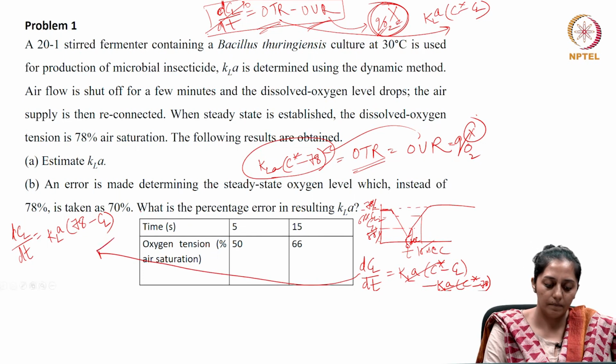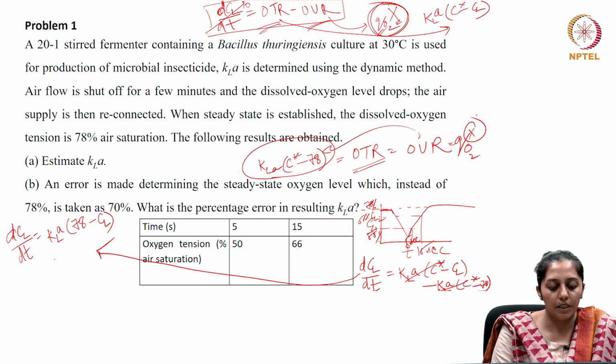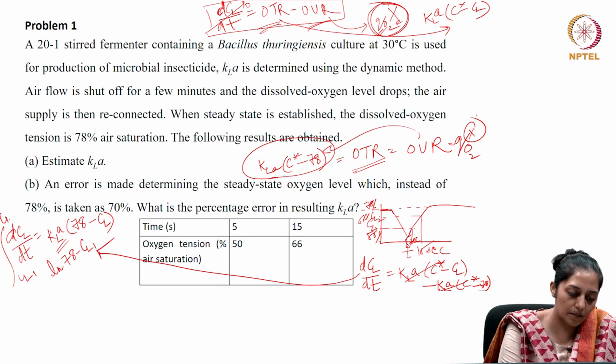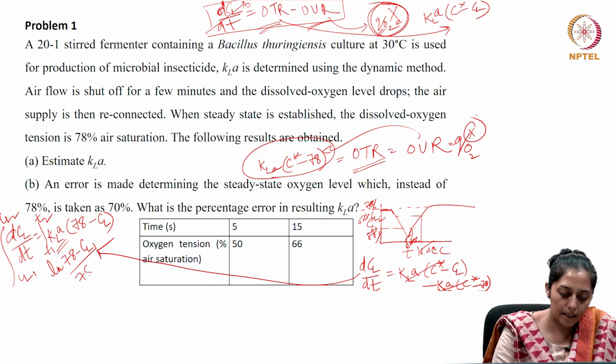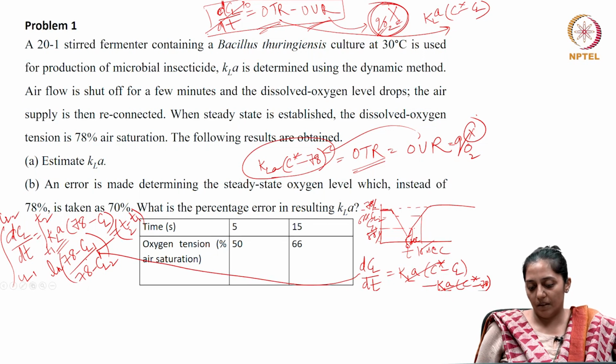This will become this. Now, if we integrate this, if you need to calculate KLa given the data Cl and T, then let us integrate this. So, integrating this will become ln of (78 minus Cl1) upon (78 minus Cl2) is equal to KLa times (T2 minus T1), isn't it? So, this upon integration can be converted like this.